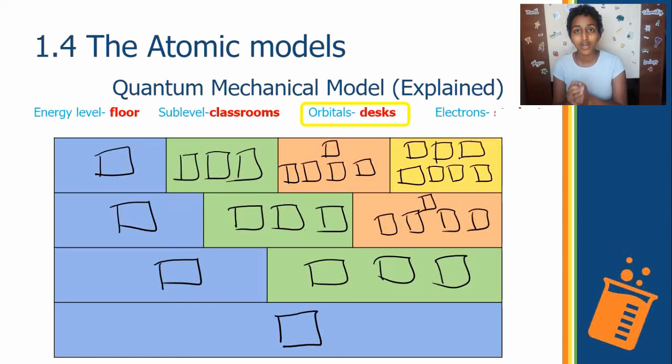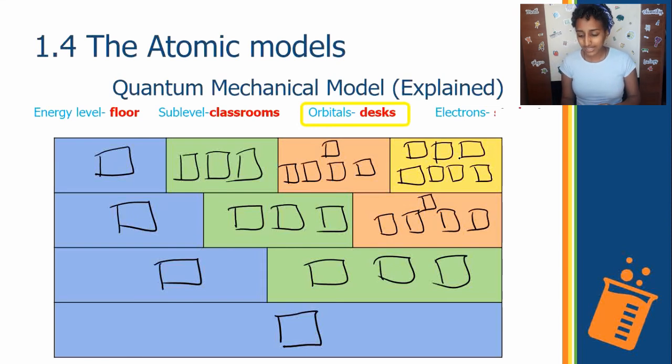All right, so to recap, we have a school. In this school, each floor has a certain number of classrooms, and each type of classroom has a certain number of desks. The first classrooms, the S classrooms or the blue classrooms, can hold only 1 desk. The green classrooms or the P classrooms can hold 3 desks. And the red classrooms or the D classrooms can hold 5 desks. And finally, the yellow classrooms or the F classrooms can hold 7 desks.